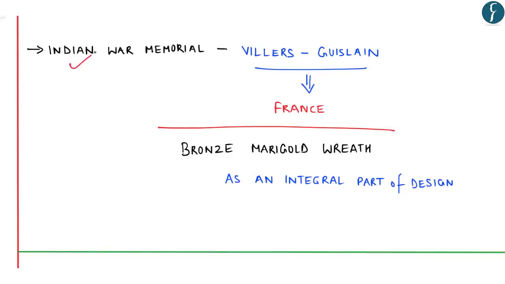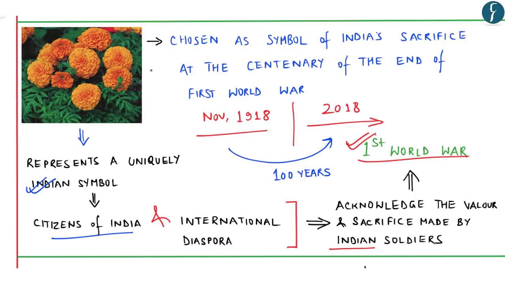Now the Indian War Memorial, which is to be inaugurated at Villers-Guislain in France, also has a bronze marigold wreath as an integral part of its design. So we understand that marigold has been chosen as a symbol of India's sacrifice at the centenary of the end of the First World War. Now in this aspect, let's understand certain basic facts with respect to the First World War.